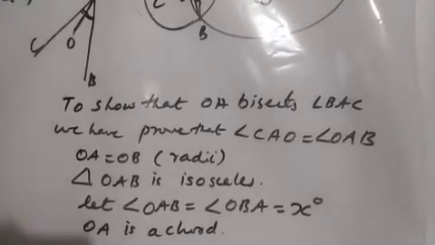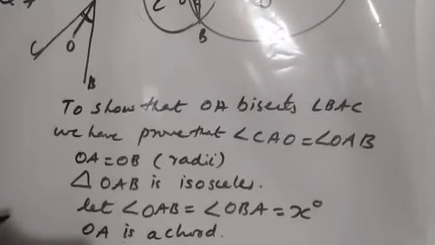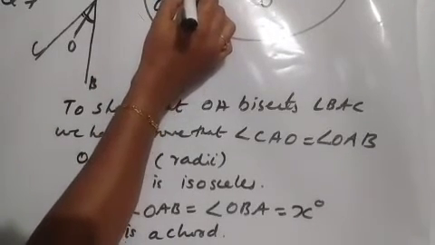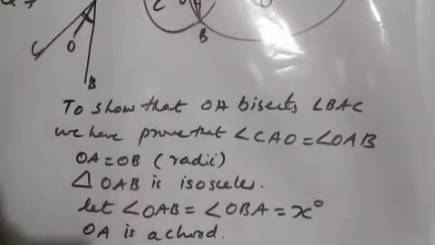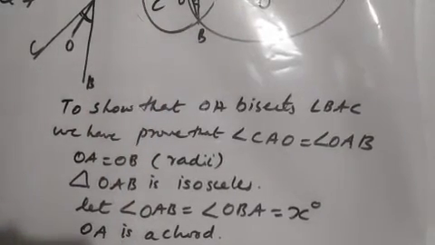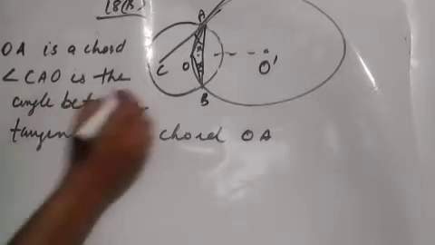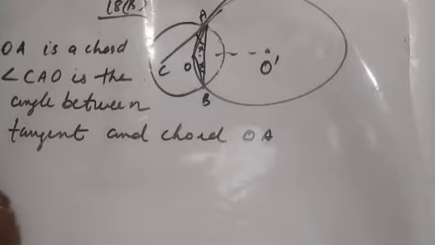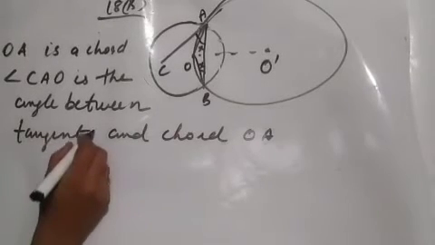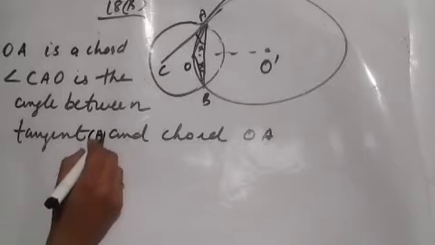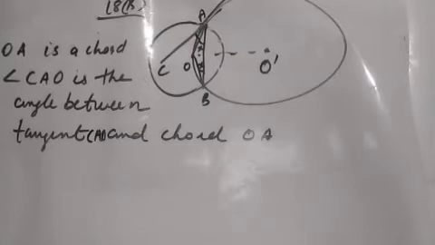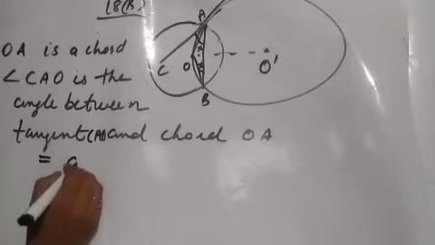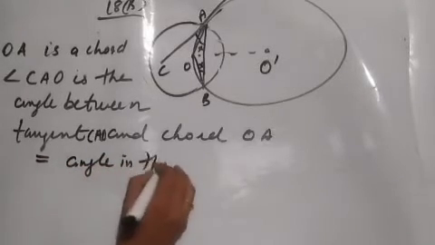OA is a chord. And angle CAO is the angle between tangent CA, or CAD, and chord OA. And by the theorem, it is equal to the angle in the alternate segment.